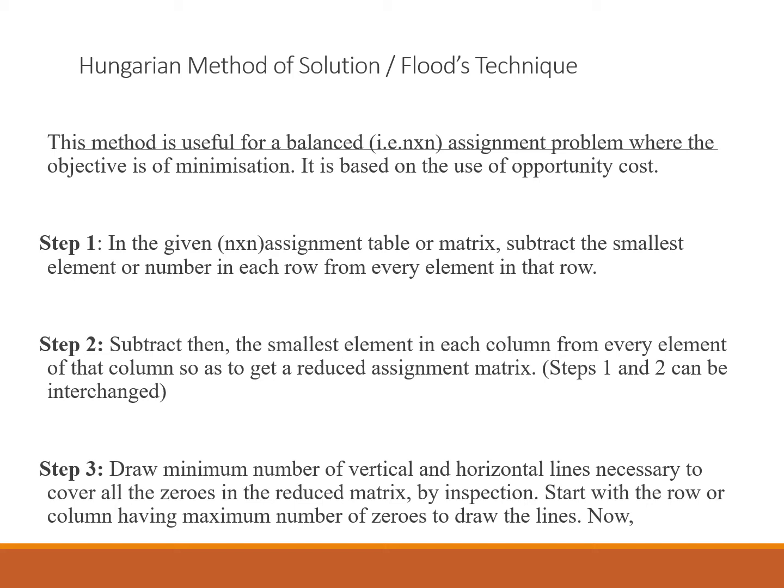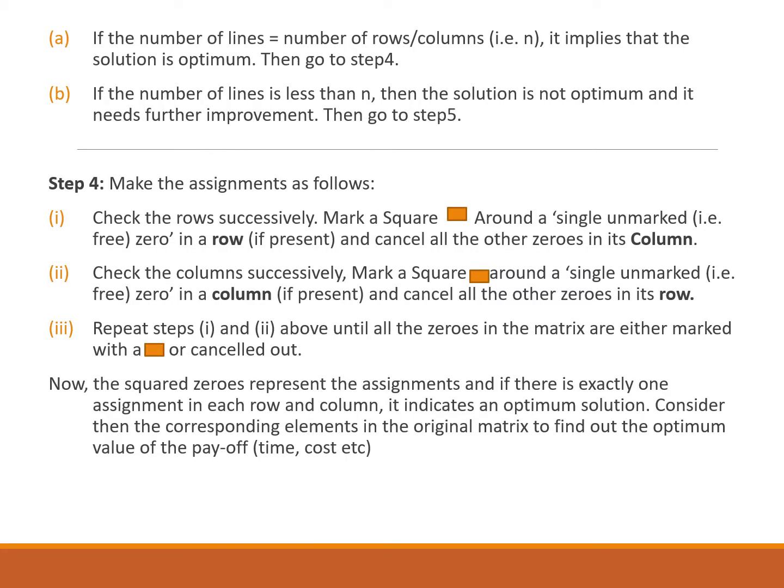Step 3. Draw the minimum number of vertical and horizontal lines necessary to cover all zeros in the reduced matrix, by inspection or observation. Start with the rows or columns having the maximum number of zeros to draw the lines. Now, if the number of lines is equal to the number of rows and columns, that is n, it implies that the solution is optimum. Then go to step 4. If the number of lines is less than n, then the solution is not optimum and it needs further improvement. Then go to step 5.